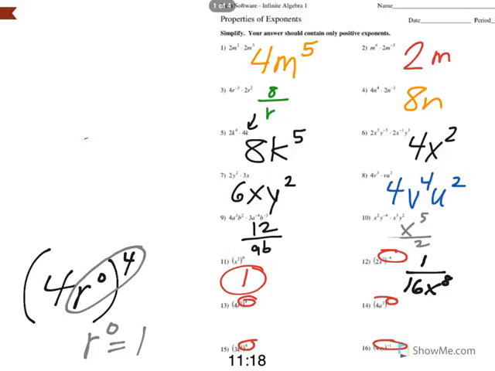We also have the coefficient there, which is 4. 4 to the power of 4, which is 256.